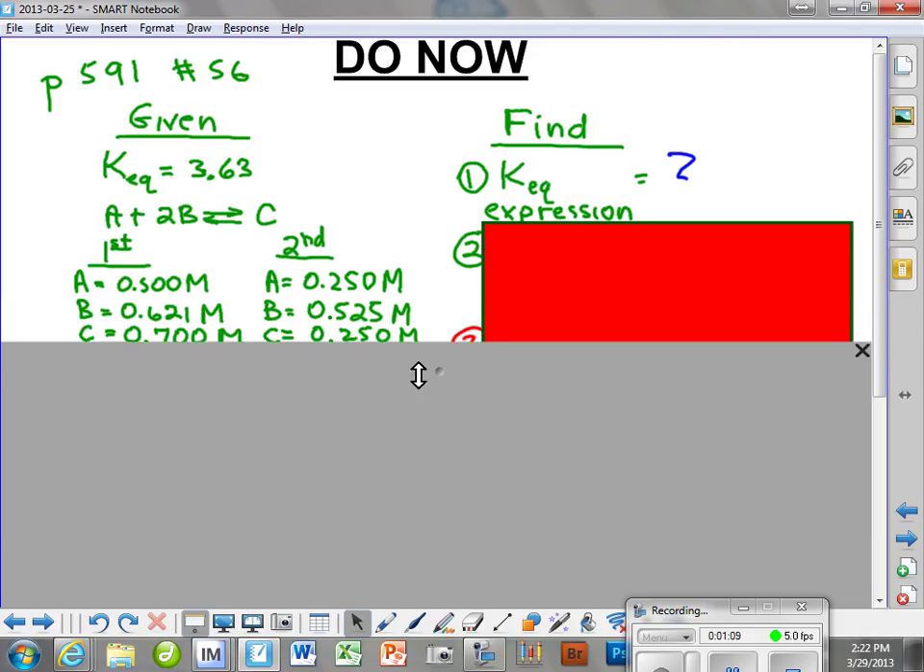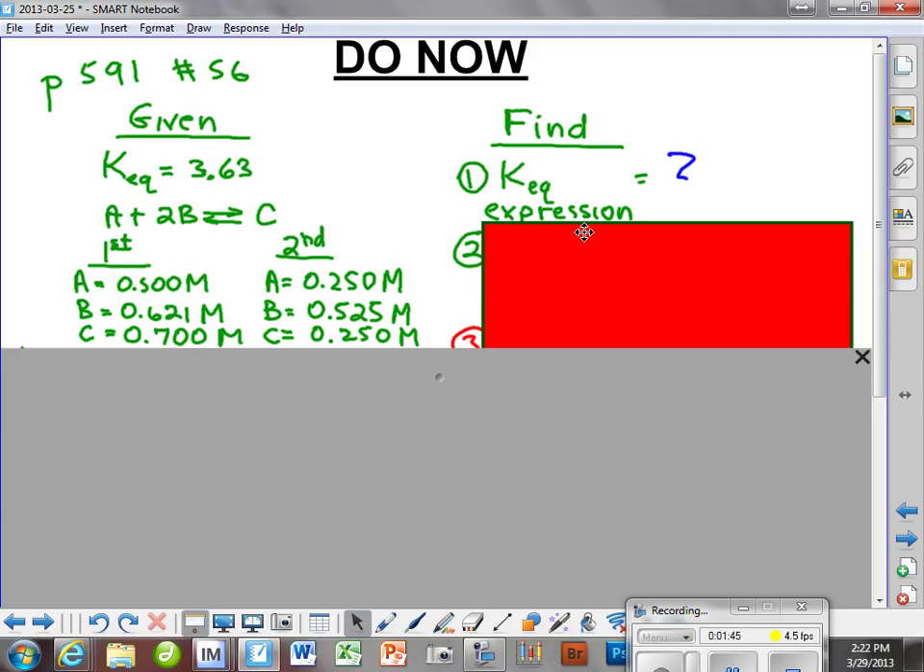We're also given a table that has all of this information in it. I don't care if you copy this part down. Under find, to do what they're asking us to do, we first have to find the K of equilibrium expression. This is very similar to what you're going to see in a little example that I'll give you, if I can find it. I got it here. Yeah, there it is.